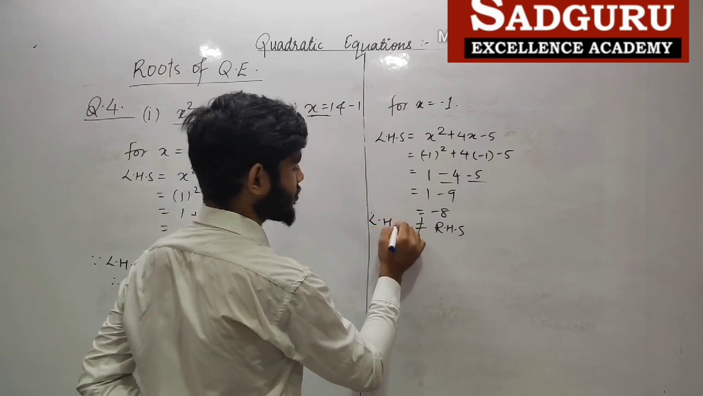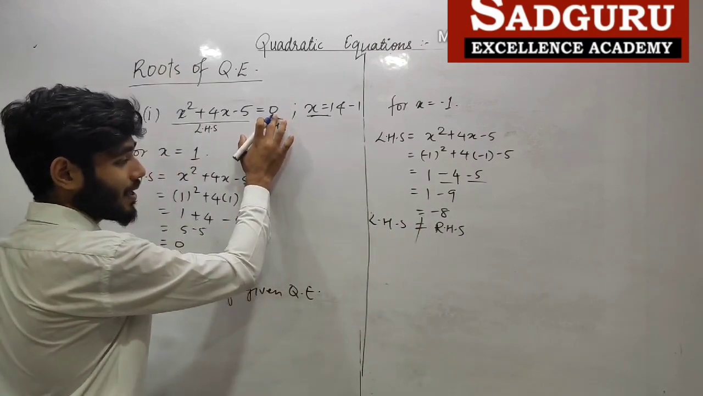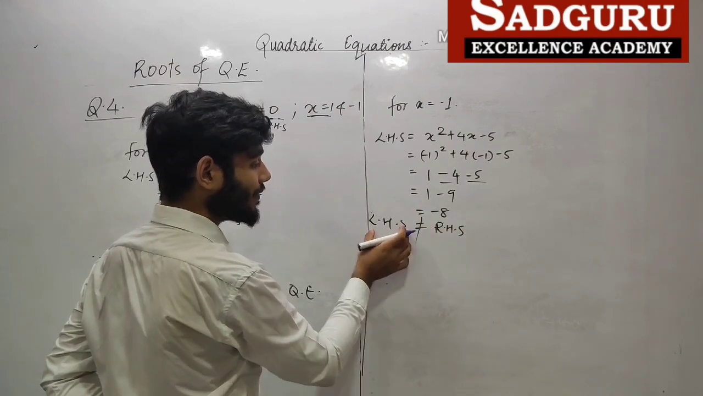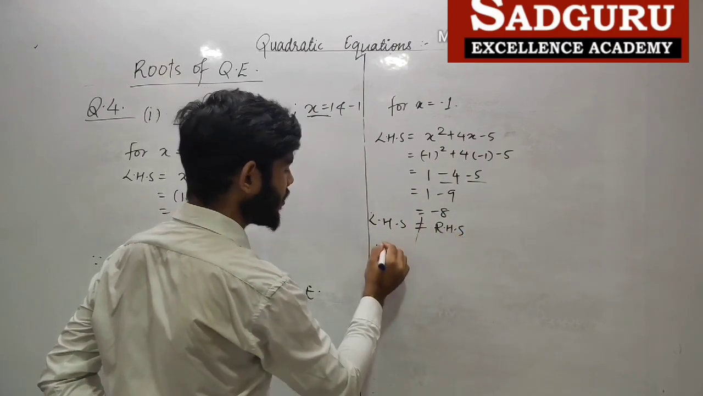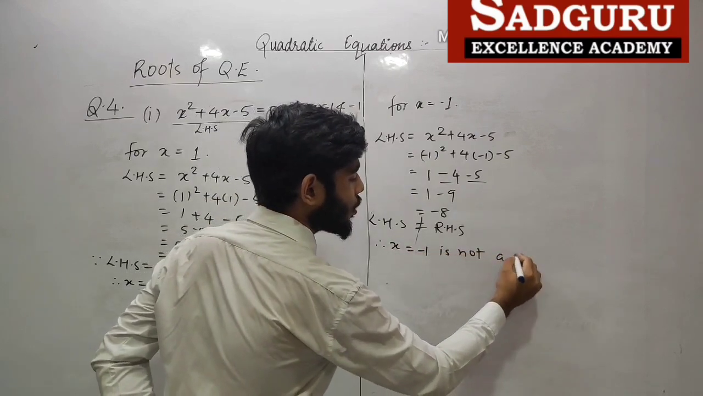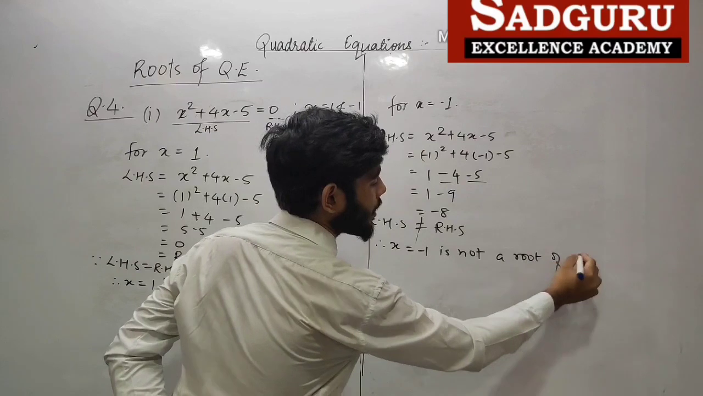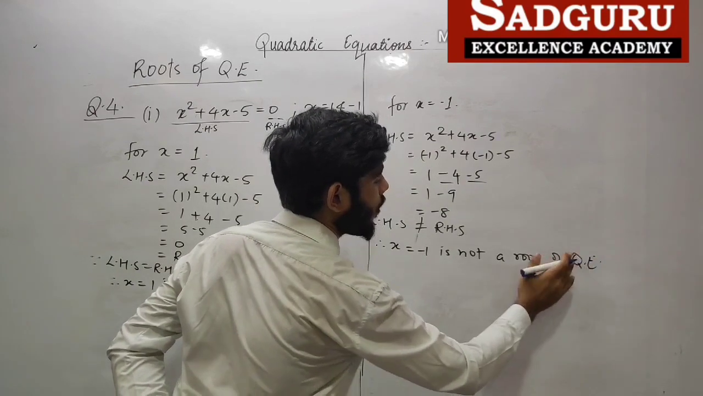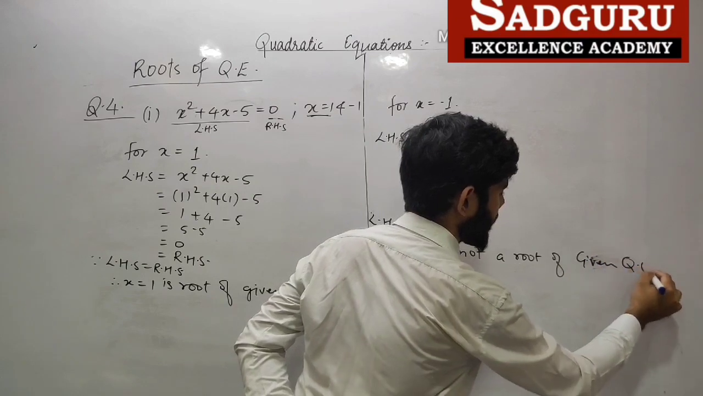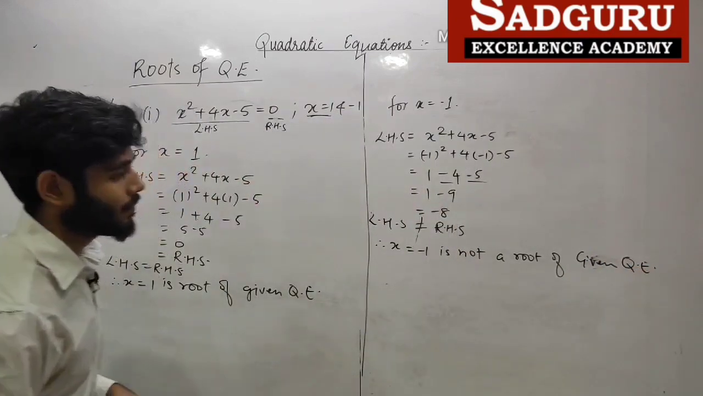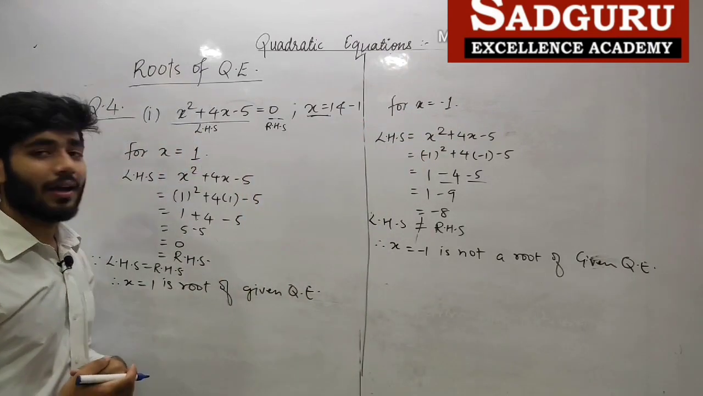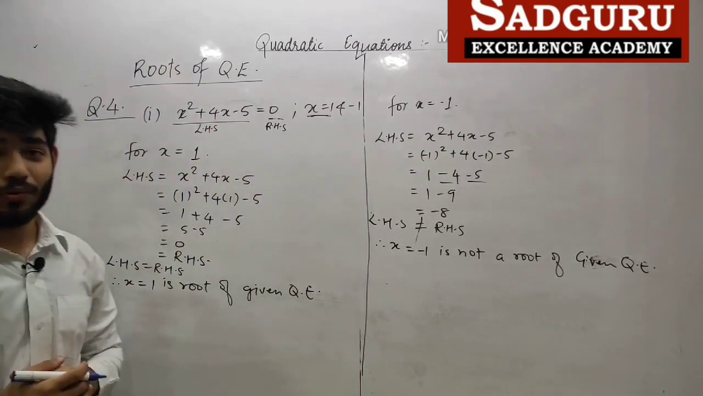So LHS is not equal to RHS because RHS was 0, and here we are getting LHS minus 8, which is not equal to 0. So left hand side is not equal to right hand side. Therefore, x equals minus 1 is not a root of the given quadratic equation. It means this value x equals minus 1 does not satisfy this equation, and hence it cannot be the solution of this quadratic equation. Okay.